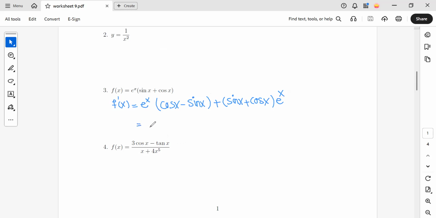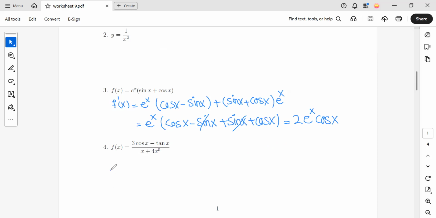So we can factor out e to the x, and then we are left with cosine of x minus sine of x plus sine of x plus cosine of x. So these two will cancel out, and then we would have 2 e to the x cosine of x as the answer.